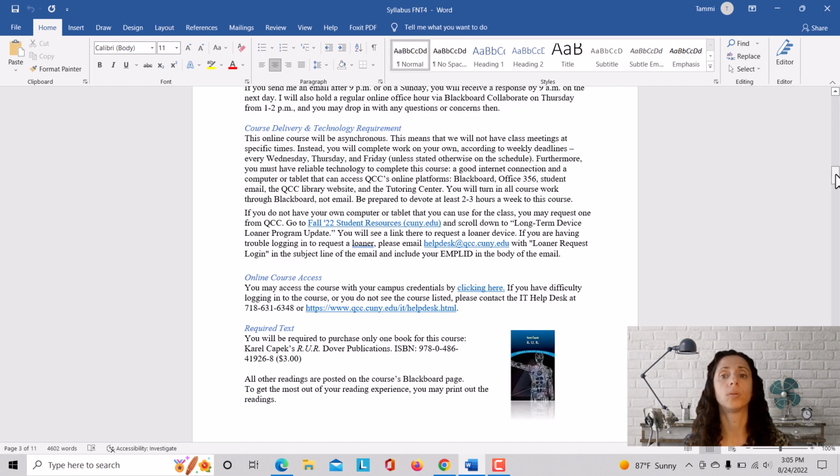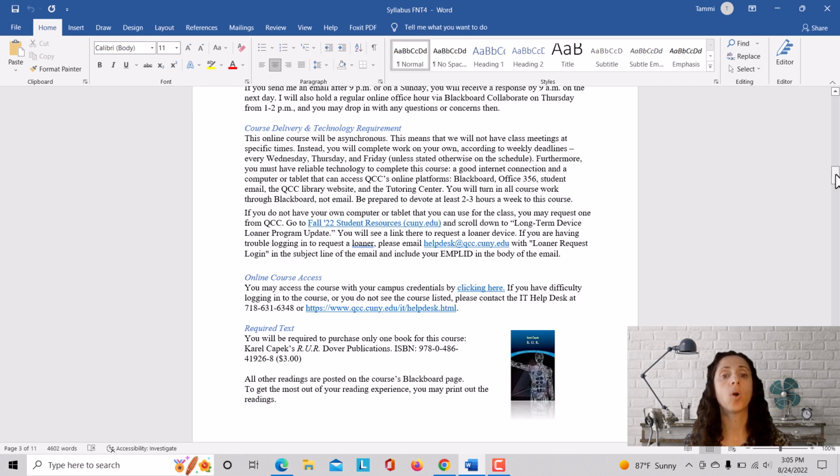Furthermore, you must have reliable technology to complete this course, such as a good internet connection and a computer or tablet that can access QCC's online platforms. You'll turn in all coursework through Blackboard, not email, and be prepared to devote at least 2 to 3 hours a week to this course.